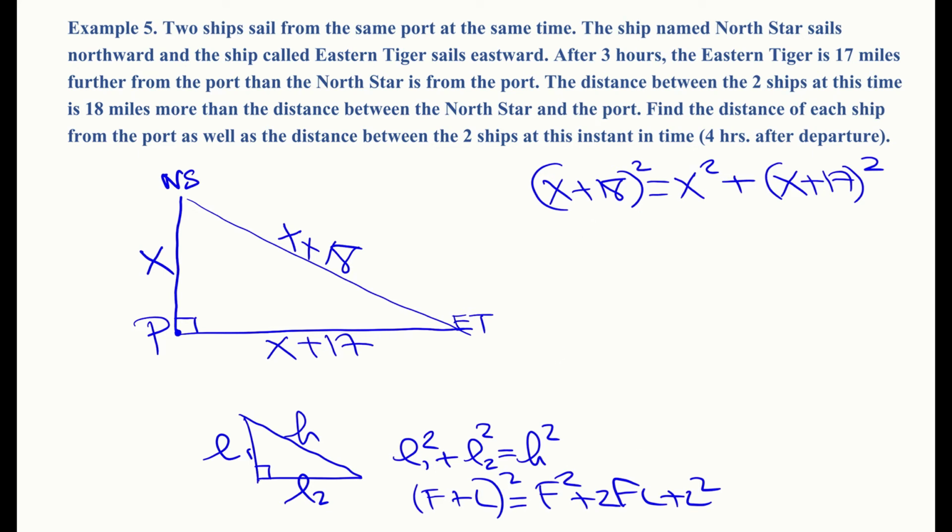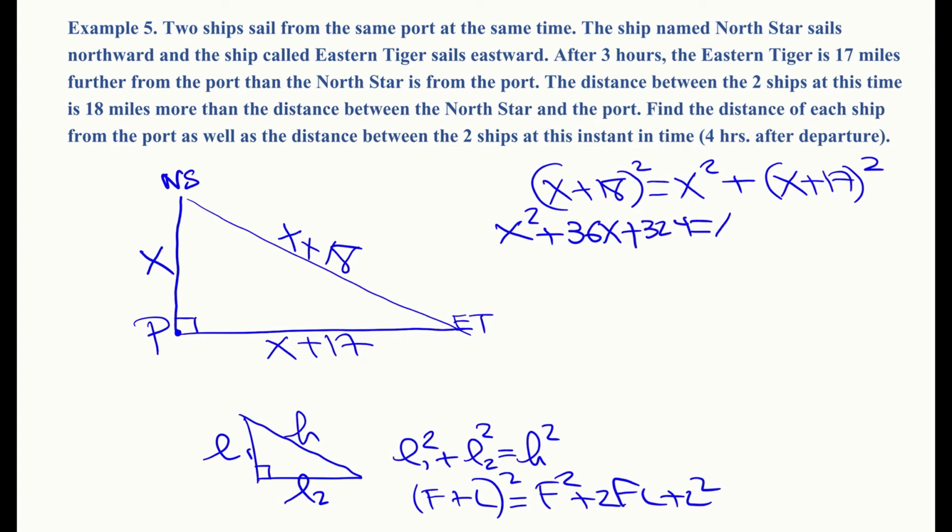So we get first one squared, so x squared, plus 2 times the first times the second. So the product of these two is 18x, and then times 2 will give us 36x. Plus 18 squared, which is 324.